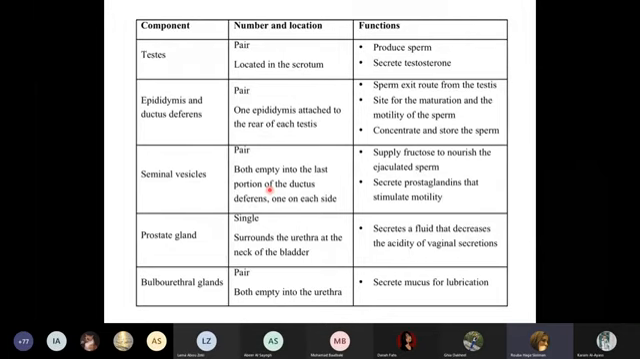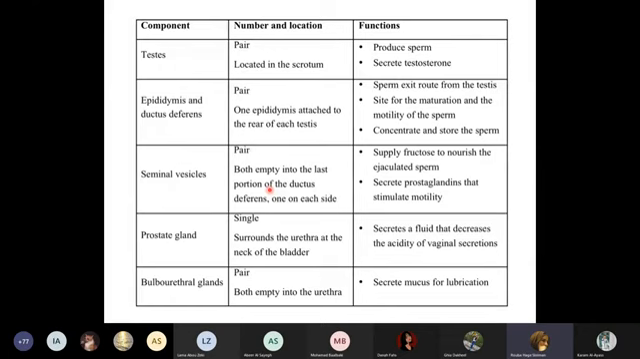Seminal vesicles provide fructose for energy and prostaglandin for contractions. The prostate gland provides a milky fluid for neutralizing the acidity of vaginal secretions. The bulbourethral gland's mucus is for neutralizing, but also for lubrication, especially during sexual intercourse.